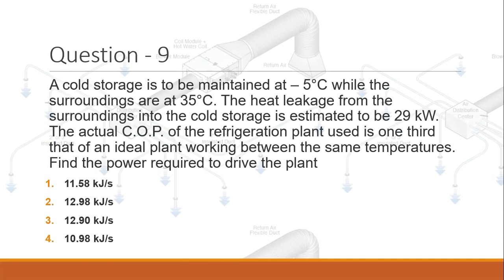Question 9. A cold storage is to be maintained at 5 degrees Celsius while the surroundings are at 35 degrees Celsius. The heat leakage from the surroundings into the cold storage is estimated to be 29 kilowatts. The actual COP of the refrigeration plant used is 1/3 that of an ideal plant working between the same temperatures. Find the power required to drive the plant.